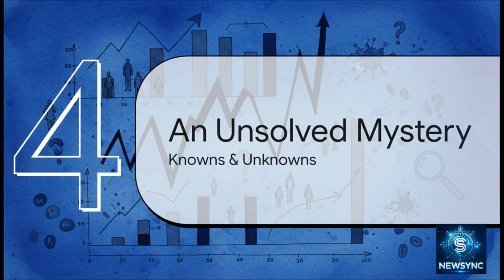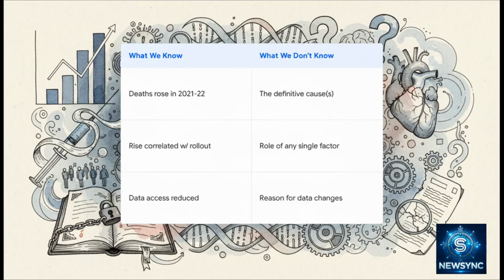So where does all of this leave us? Well, it leaves us staring at a genuine unsolved mystery. We've got a case file with some things we know for sure, a whole lot of things we don't, and even more questions that, so far, haven't been answered. All right, so let's just recap the case file here. Here's what we know, based on the source. Excess deaths went up unexpectedly in 2021 and 2022. We also know this rise in deaths happened right around the time of the global vaccine rollout. And we know that access to the official data has reportedly become more difficult.